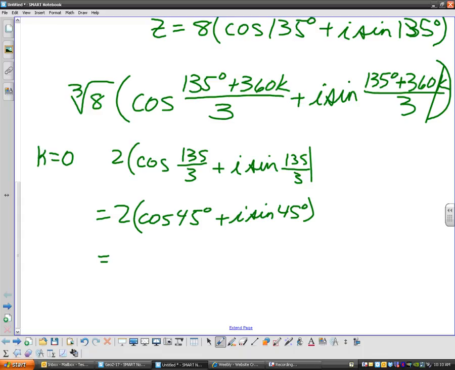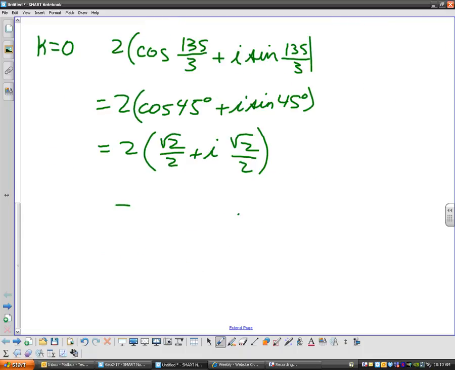So if I want to go back to standard form, which I didn't have to do, but we can, we have 2 times the square root of 2 over 2 plus i times the square root of 2 over 2. And then if we want to distribute the 2, we would have square root of 2 plus i times the square root of 2. So here's the first one.